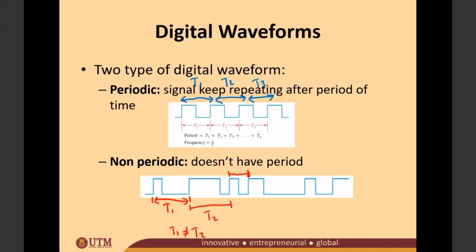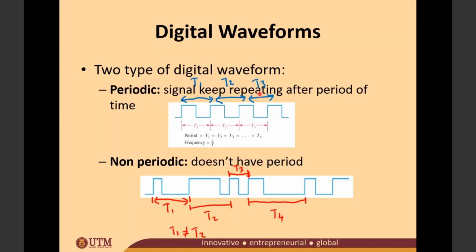Okay, so this is a T3. And yang ni kita ambil yang ni sampailah sini. Okay, so this is a T4. So you see the T1 tak sama dengan T2, tak sama dengan T3, tak sama dengan T4. T dia berbeza-beza. Okay, the period is berbeza from one signal to another signal. Okay, from one waveform to another waveform. So we call it as a non-periodic waveforms.